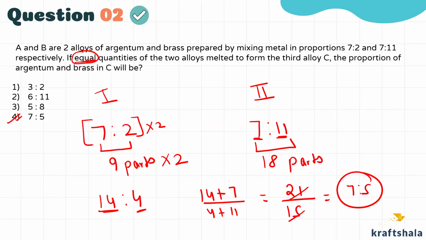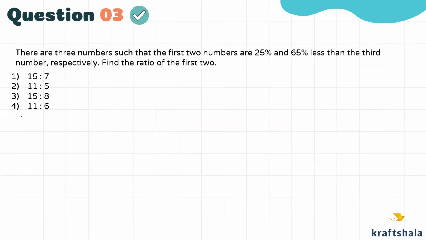So in exam, there can be n number of alloys, 3 alloys, 4 alloys. Just make all of them equal and then add the first part of each upon the second part of each, right? Let's do one more. This one is a sitter.